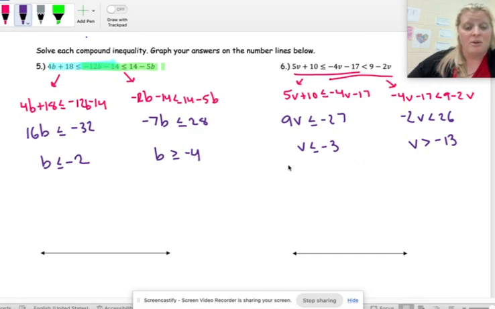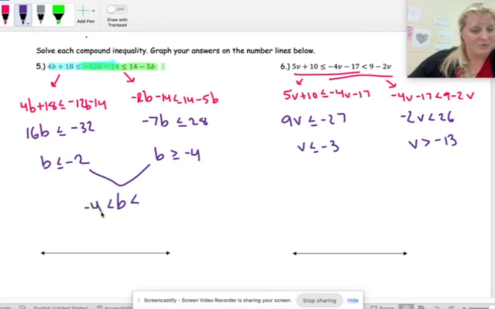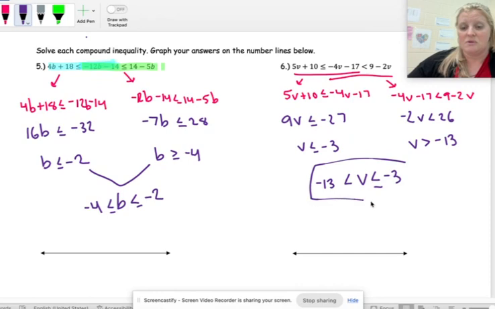Now that we've got all the issues resolved, it's time to put people back together. So we're going to put the letter in the middle, an arrow on each side. Now, just be careful, -4 is smaller than -2, so that should come first, and both of them get underlined. All right, same thing here, letter, you put your symbols in. -13 is smaller than -3, and it looks like the -3 should have an underline. All right, so these are my answers to the problems.